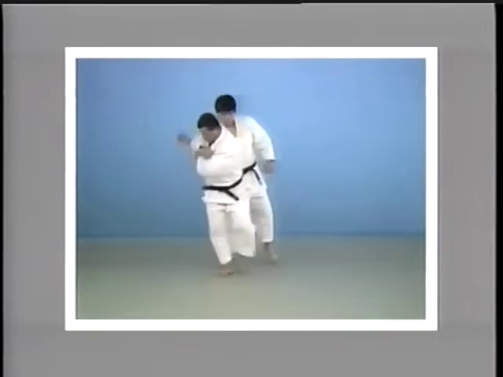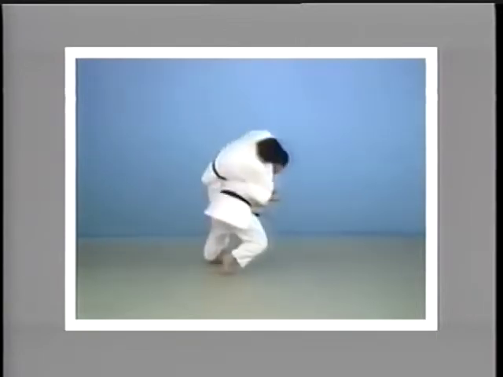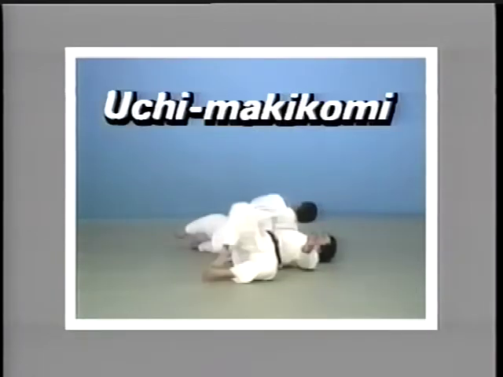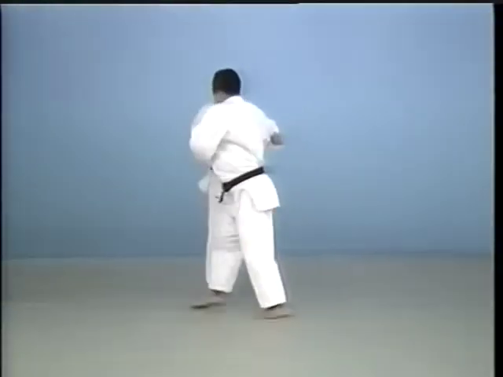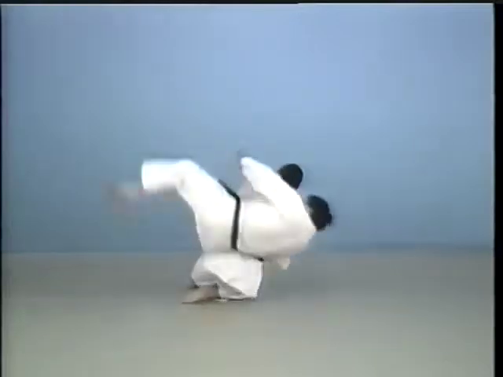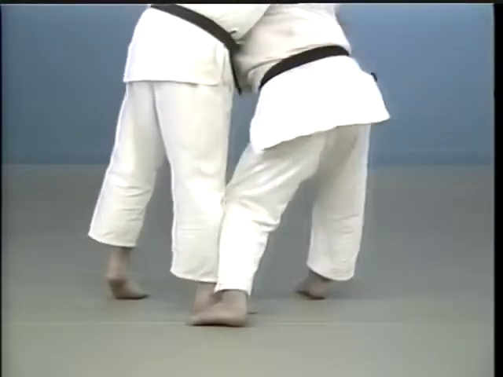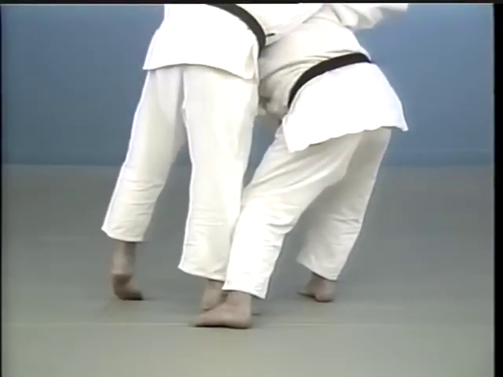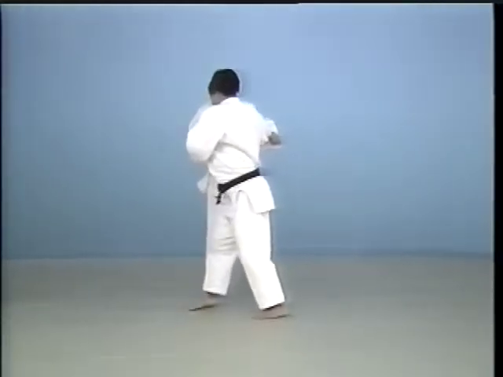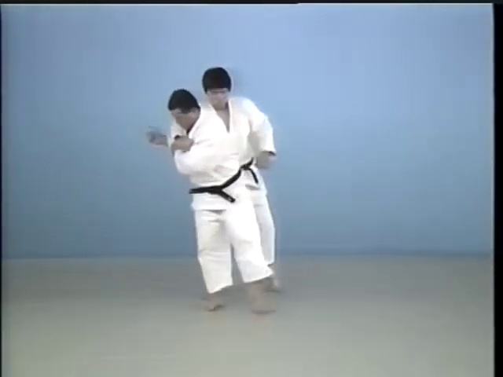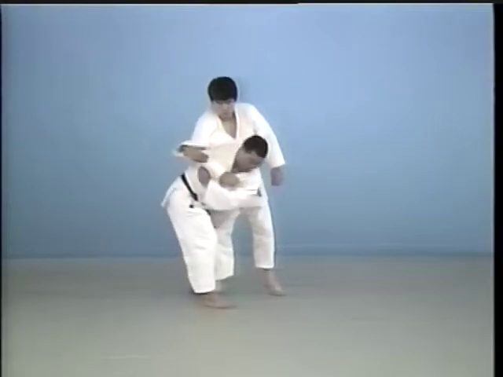Uchi-maki-komi. Uchi-maki-komi is similar to Ippon Seoi-nage. Grasp your opponent by the arm and twist sideways to wrap him around you. Use your hip as an axis, twist and throw in a wrapping motion. This is the basis of Uchi-maki-komi.